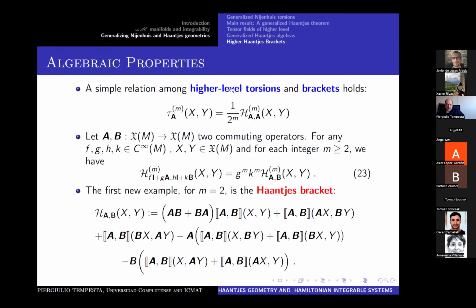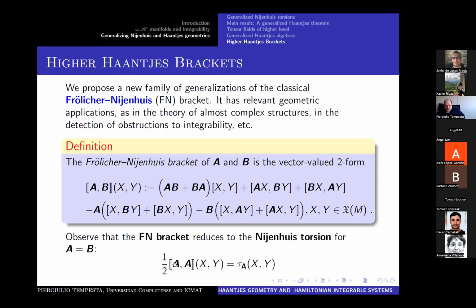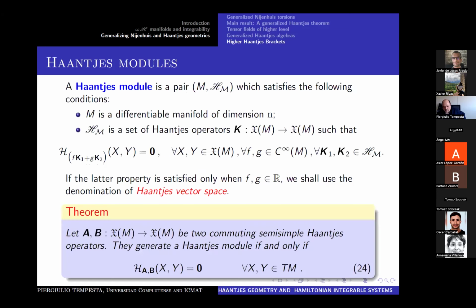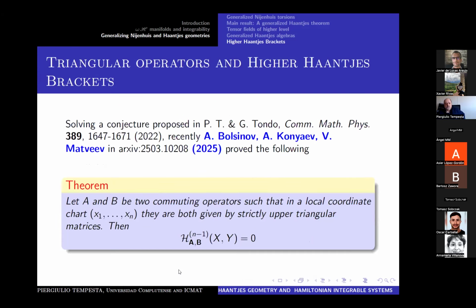What is the relation between high-level torsions and the bracket? Exactly as the Nijenhuis bracket is related to the standard Nijenhuis operators by putting m equal to 1 here. The Nijenhuis bracket applied to the same operator, when b is equal to a, gives you the Nijenhuis torsion. Under the same philosophy, you can connect the high-level torsions with high-level operators. There is also a bunch of properties of this new structure that I have no time to discuss. In particular, the possibility to detect the existence of Haantjes moduli of operators by using this binary operation, which we call the Haantjes binary bracket, and so on and so forth.